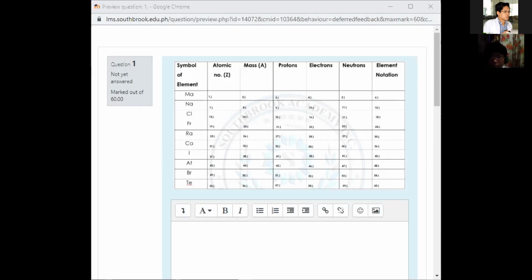What is written in the superscript? The upper one. The atomic number? Well, I discussed last meeting that you should write first on the superscript the atomic mass. This is element notation already. You need to write the atomic mass first.